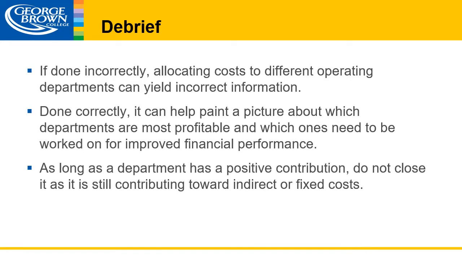So just a quick little debrief from that example. If done incorrectly, allocating costs to different operating departments can yield incorrect information that you're making decisions with. Done correctly, it can more accurately paint a picture about which operating departments are more profitable and which ones need to be worked on for improved financial performance. And the general rule here, okay, as long as a department has a positive contribution or a positive operating income, do not close it down because it's still contributing towards other fixed costs.